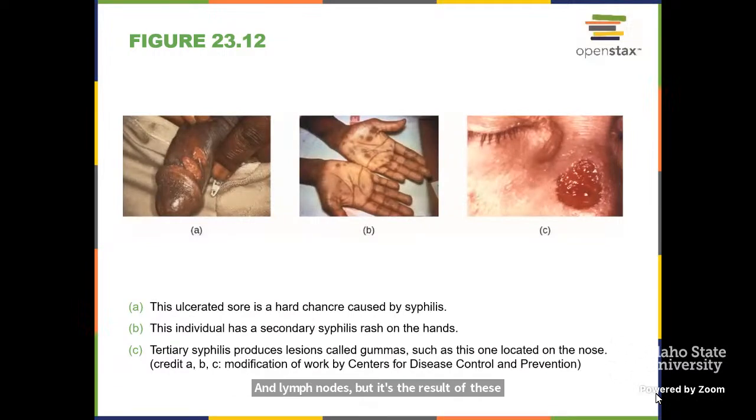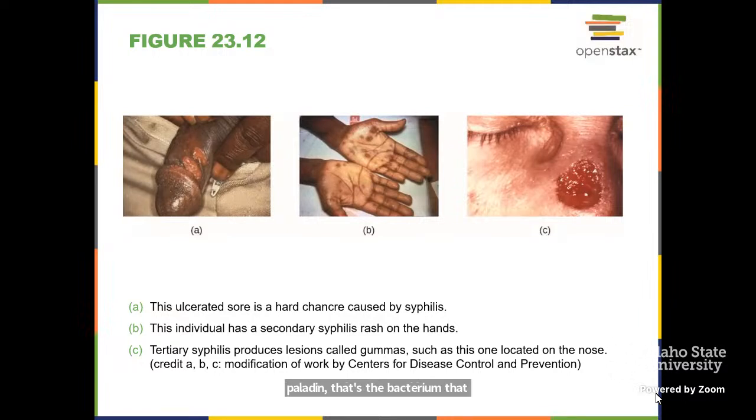So here, a couple of images of syphilis. There are multiple stages of syphilis: primary, secondary, and tertiary syphilis. The first image right here is primary, where we see this ulcerated sore. It's a hard chancre that's caused by Treponema pallidum. That's the bacterium that causes syphilis.